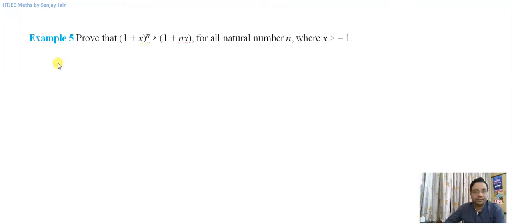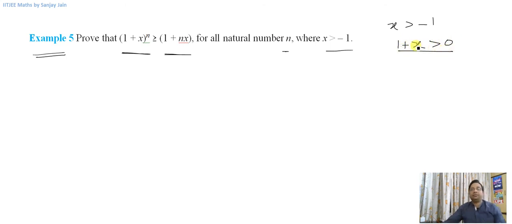Let us start the next question, which is example number 5. I need to prove that 1 plus x raised to power n is greater than or equal to 1 plus nx, where n belongs to natural numbers and x is greater than minus 1. That means 1 plus x is greater than 0, so 1 plus x is something positive. It cannot be 0, it is always greater than 0.